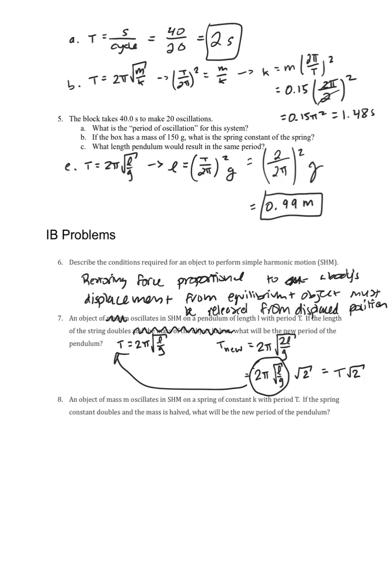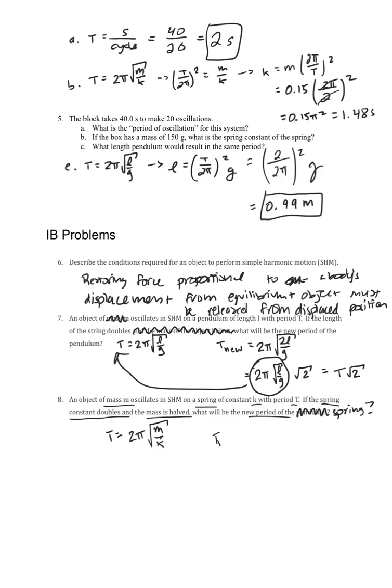Finally, we have an object of mass m oscillating in simple harmonic motion on a spring of constant k with period T. The spring constant doubles, and the mass is halved, so we have to find the new period of the pendulum. Actually, it's not a pendulum, it's a spring. That's a typo on my part. So we want to find the new period of the spring. For a spring, we know that T is equal to 2 pi times the square root of our mass divided by our spring constant. And that's going to be our period for our original spring, since that's the data we have for our original spring.